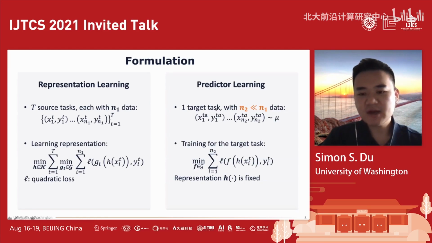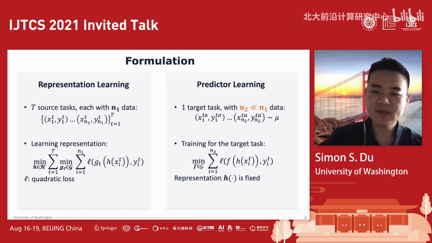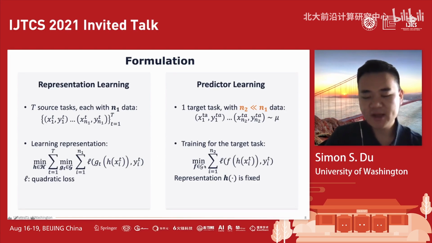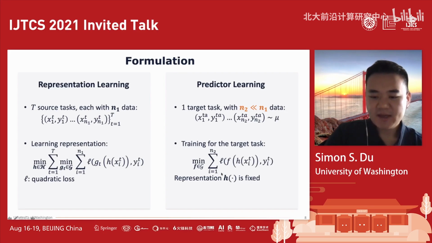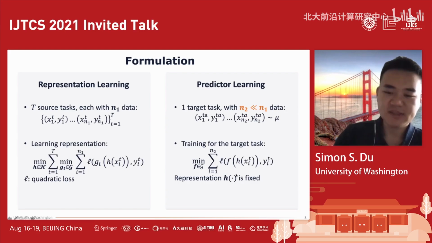And for the predictor on the target task, oftentimes we assume that we have N2 data from the target task, and N2 is much more than N1, and this data is sampled from some distribution mu. N2 being more than N1 is what happens in few-shot learning, where N2 is basically 1 to 8, but N1 is about 1,000. And for training the target task, again, we will use this loss function, but here we only train the last linear layer, F. Importantly, we fix this H, the learned representation function. So this is the setup.